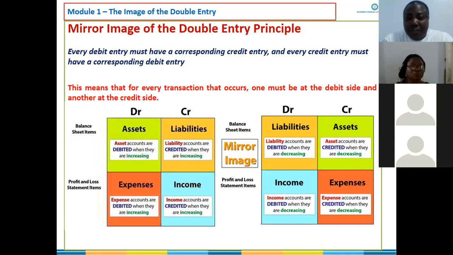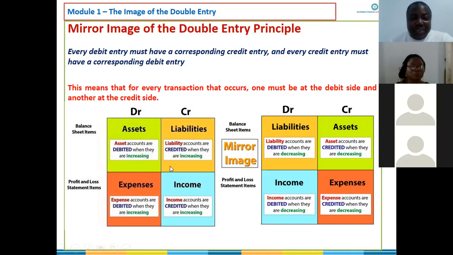Why do you say mirror image? I mean, where is it? Like on the balance sheet, you'll have assets and liabilities, and then you write debit and credit, a mirror image. So where will be the mirror image? Also on the balance sheet?